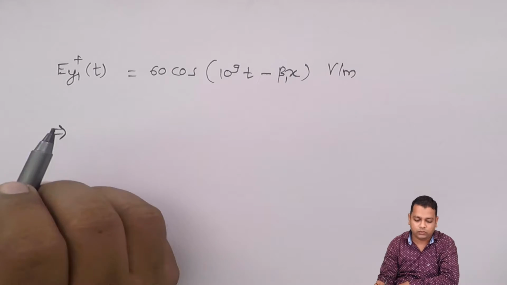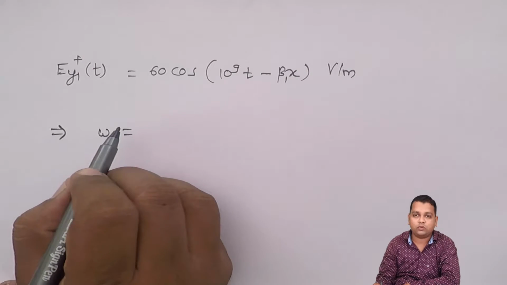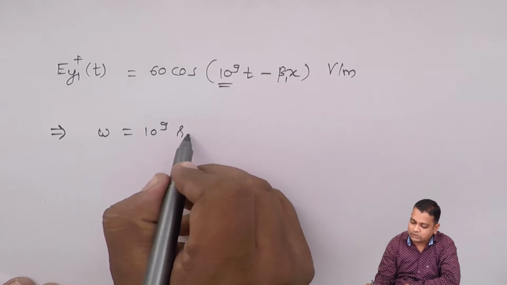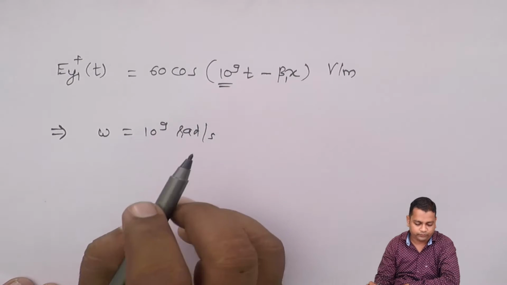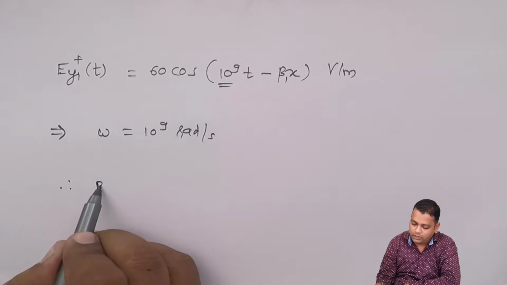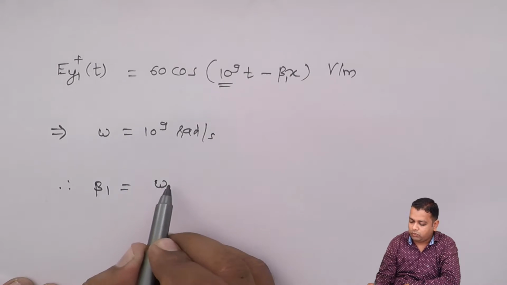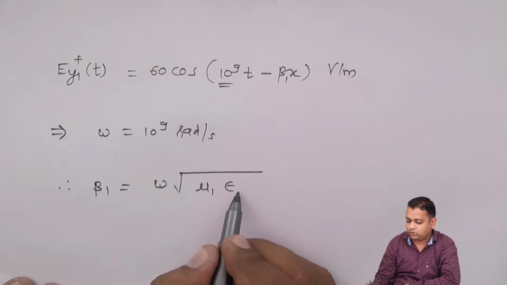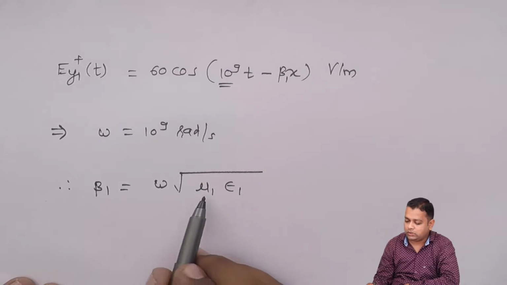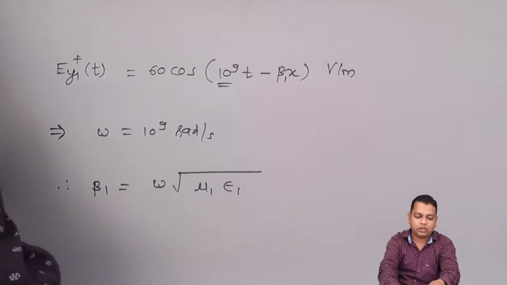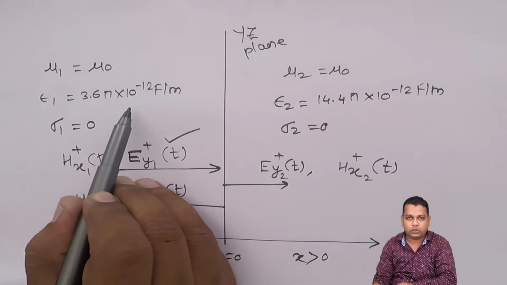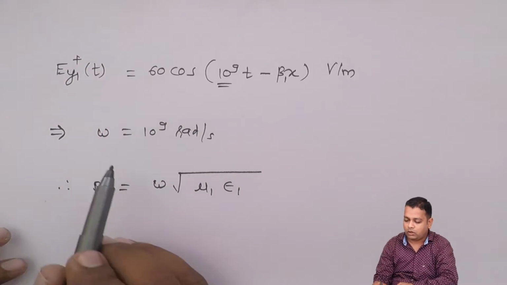So this given data implies omega, that is the angular frequency, is equal to 10 raised to the power 9. The SI unit is radians per second. Now we require beta 1. So beta 1 for a perfect dielectric region is omega times the square root of mu into epsilon. For medium 1, for beta 1, we shall designate mu1 epsilon1. So getting back to the diagram, we have mu1 and epsilon1 given by these particular values. So we can substitute them along with omega.